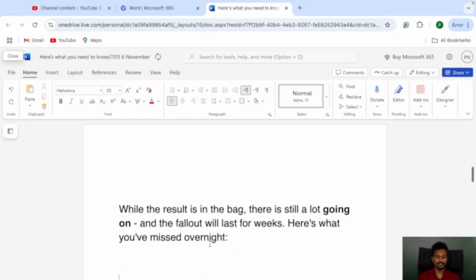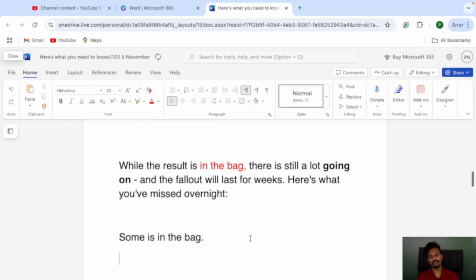This one is very interesting. Okay, while the result is in the bag. Okay, in the bag. This one is really interesting. I'm not going to talk about while. This is a conjunction that we have used to connect two clauses. I'm going to talk about bag. Something is in the bag. What do I really mean by this? මොකක්ද මොනවා හරි බෑග් එකක තියෙනවා කියලා කියන්නේ. ඒක අපි literally කතා කරන්නේ නෑ.